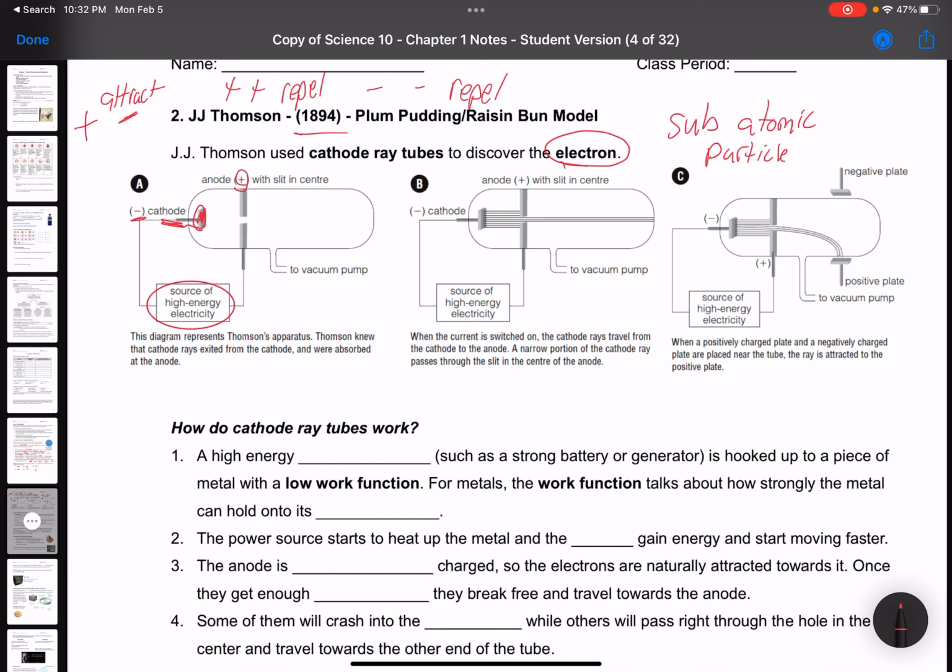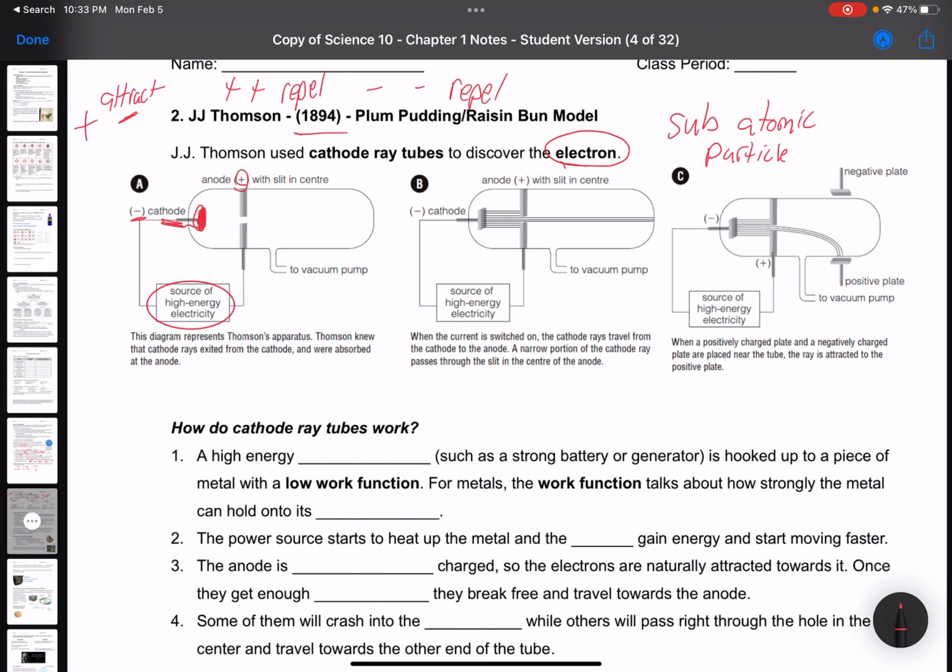So what happens is you hook this high energy electricity up to this metal, and now when you give things energy, think about a little kid, for example. If I asked you what it looks like when a little kid has a lot of energy, you'd probably tell me they're screaming or shouting, but most often you're thinking about them just running around. So when things get a lot of energy, they tend to move more. And the same thing happens with the electrons at the cathode.